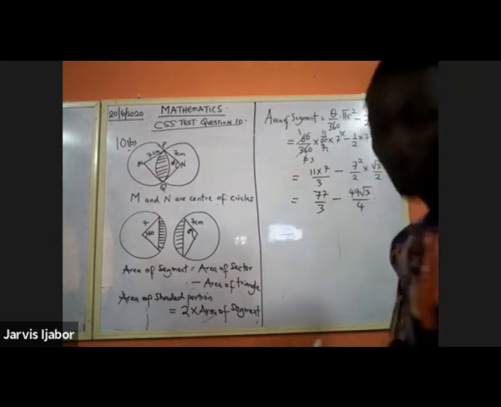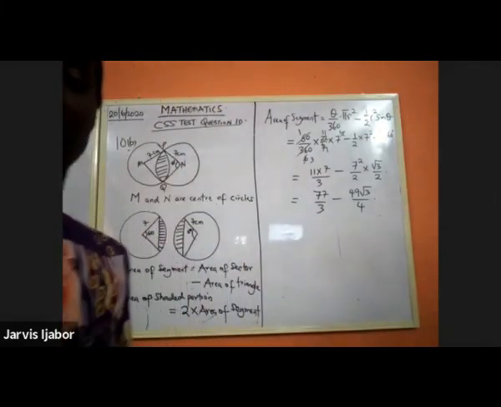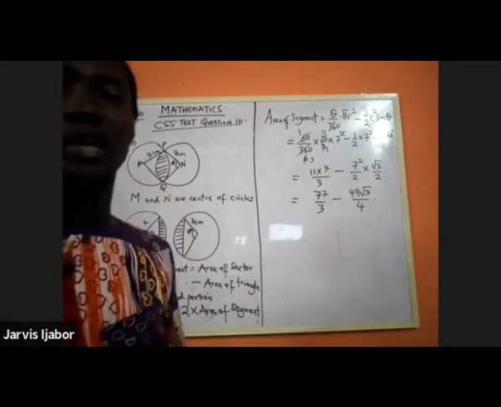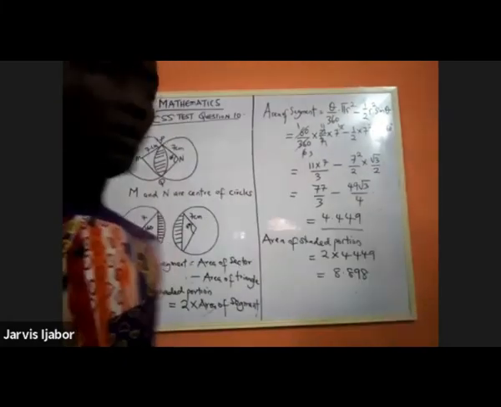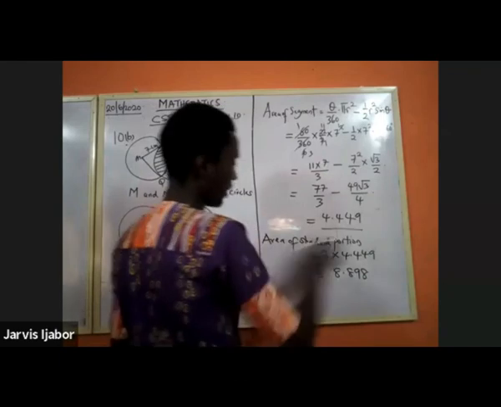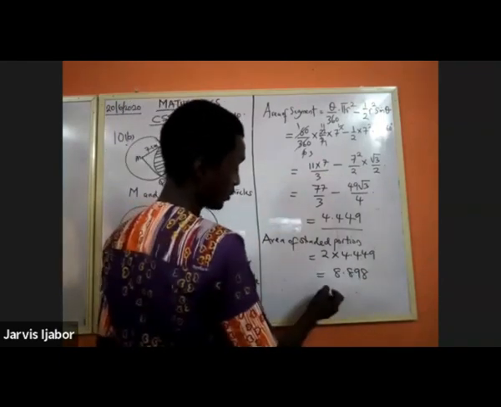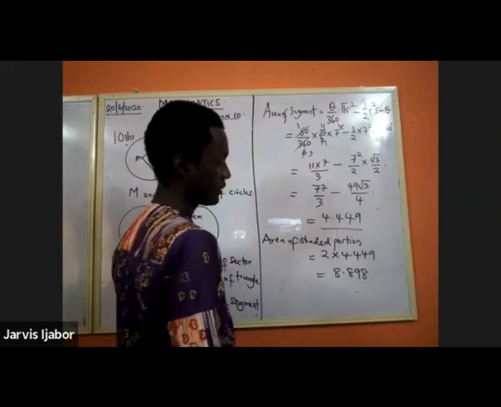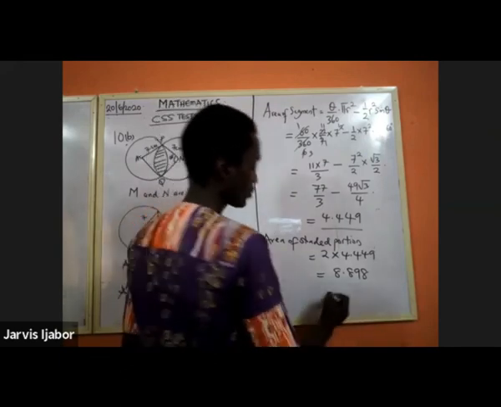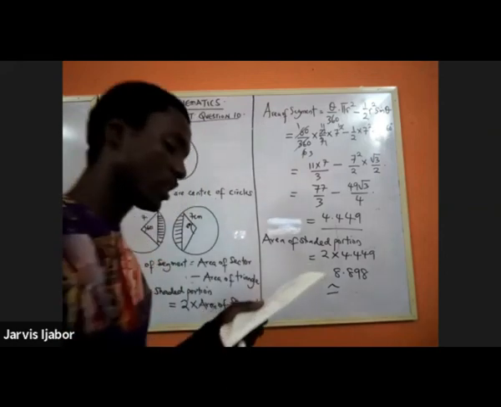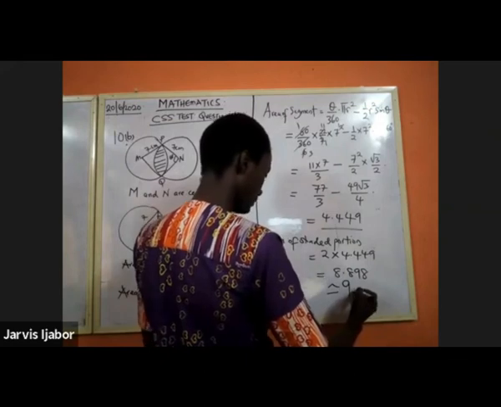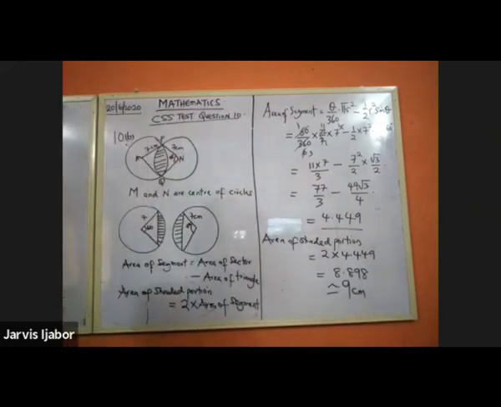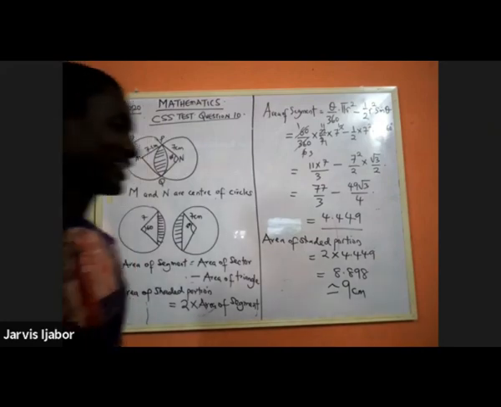So punch your calculator for this value, check the answer, and please drop the answer in the chat for me. Okay, if what you got here is correct, the area of the shaded portion will be 2 times that, which should give you 8.98. They are told to approximate to the nearest whole number, so that will be 9 centimeters squared. So the answer is 9 centimeters.